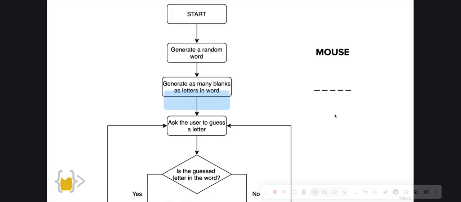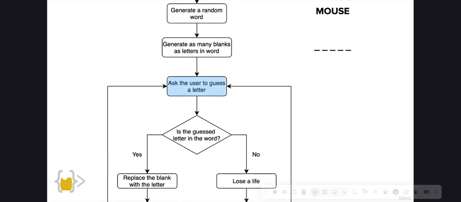And the next step, they get to guess a letter. So let's say the user in this case guessed the letter O. Well, the next thing we have to check is, is the guessed letter actually in the word? Well, in this case, O is indeed in mouse. It's the one at the second position. And so we go down this path and we answer yes to that question. So now we get to replace that blank with the letter O.